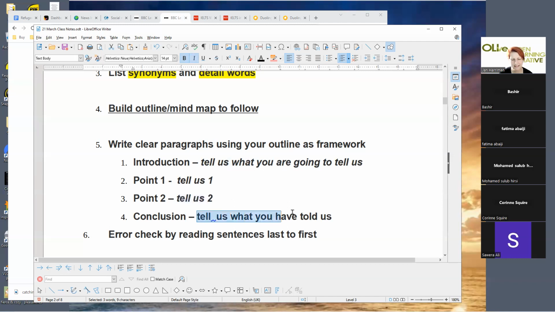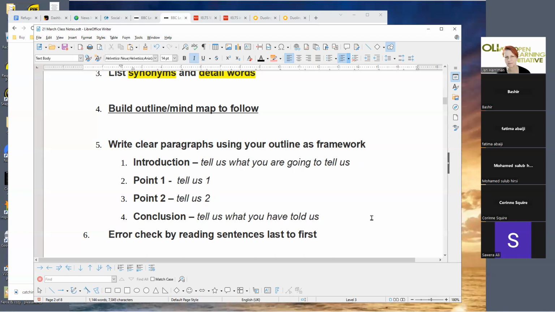So you start with telling the reader, and actually I think I'm gonna take the bolding out of this so it's more legible. There we go. You start by telling the reader what you're going to tell the reader. So tell us what you're going to tell us. Tell us, tell us, tell us what you have told us. All right. So this is your kata for writing an essay, for your IELTS essay and for your basic essay. Tell us what you are going to tell us. Tell us, tell us, tell us what you have told us.